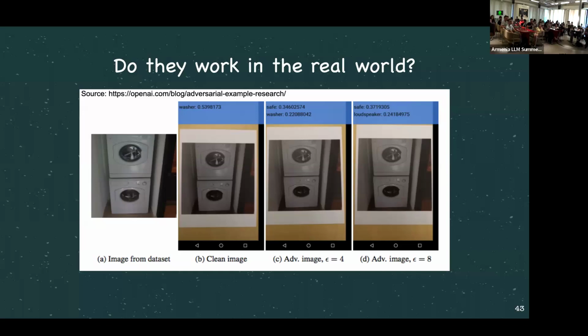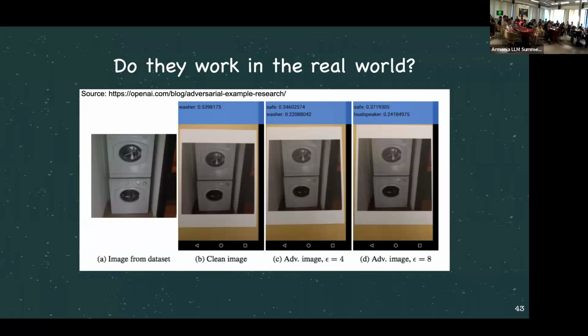What's interesting is that now I compute the adversarial example against this image and print it. It looks exactly the same, or almost exactly, but actually it's a tiny bit different. I print it again and look at the image recognition, taking a picture of the printed adversarial example, and it starts to work. It's a safe with probability 34%, and then the probability of it being a washer.